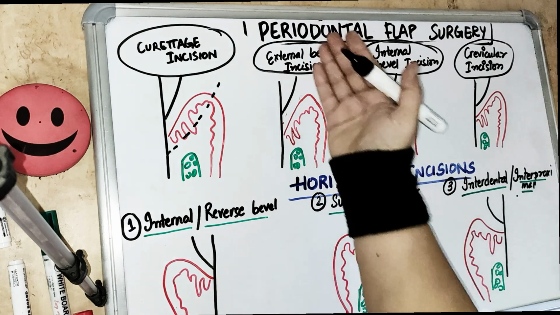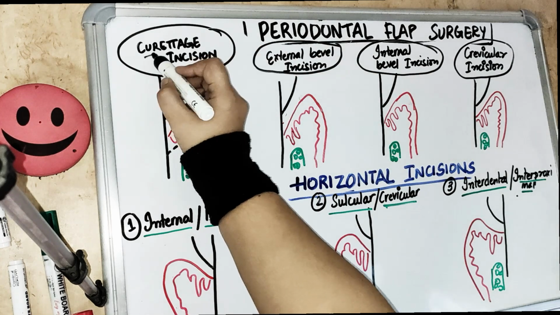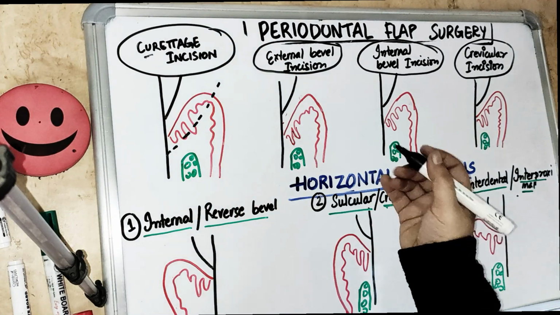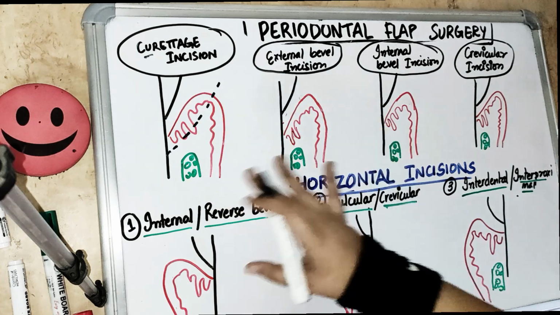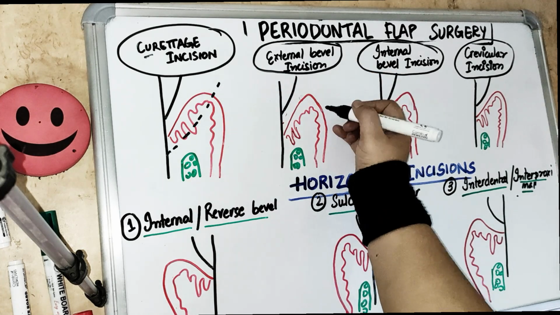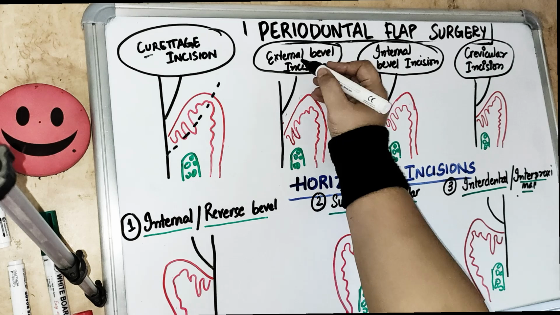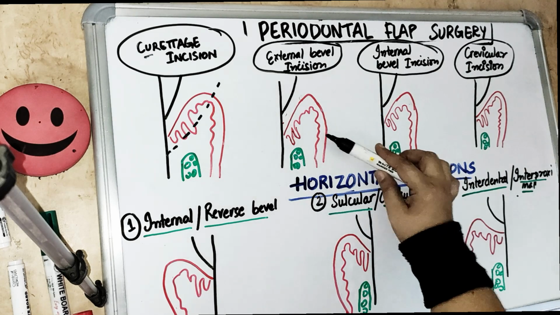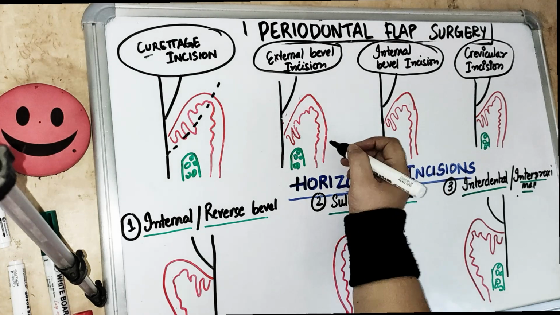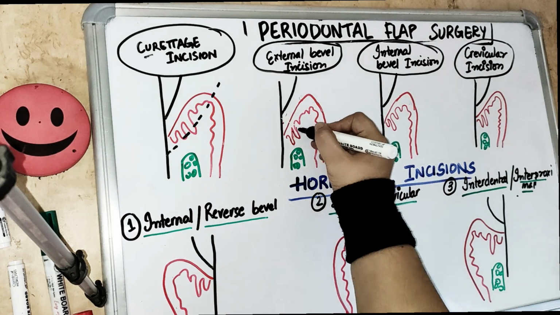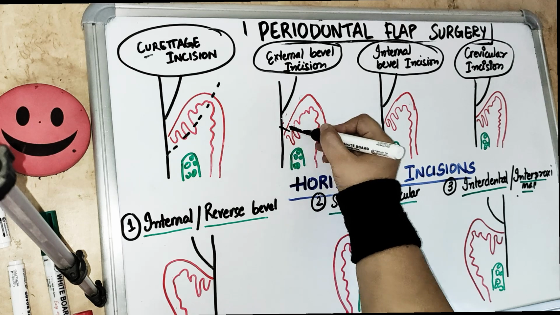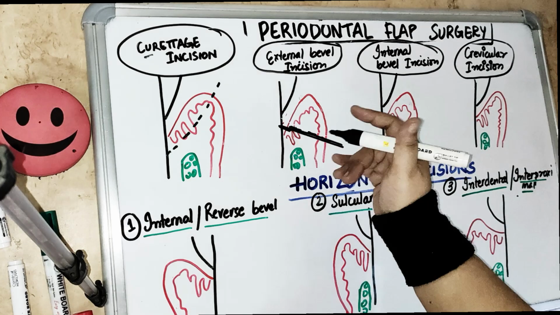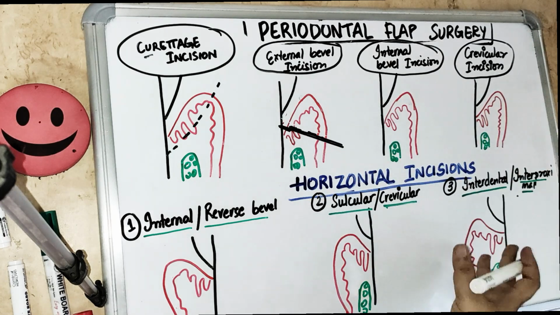External bevel incision, as the name suggests, I have been telling you, curettage means removing, we are curetting. In the ENAP surgery, we have discussed the curettage incision. External bevel incision is the incision which is given externally. So we are giving a bevel going externally, like that, we are giving this incision. So external bevel incision would be an incision which is given externally, like this. Now this incision is used in the gingivectomy procedure.